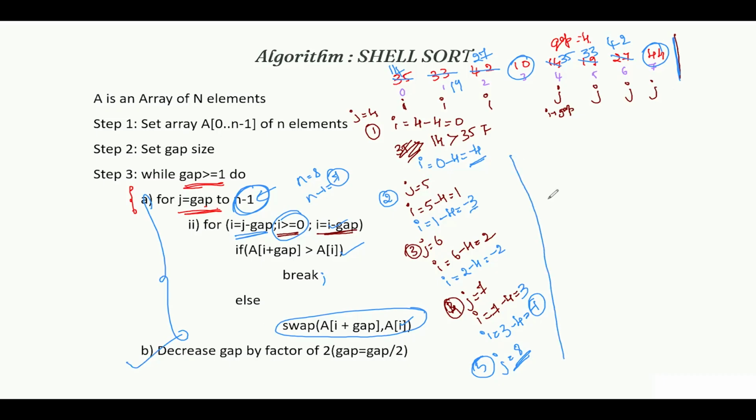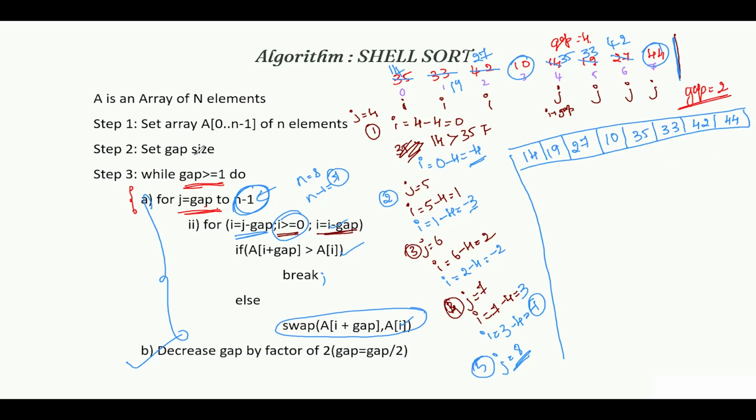So by the completion of this particular step, this is what my sorted array looks like. So it is 14, 19, 27, 10, 35, 33, 42, and 44. So this is for gap 4. So next what is going to happen is we are going to decrease the gap by 2. So 4 by 2 is nothing but now gap is going to be 2.